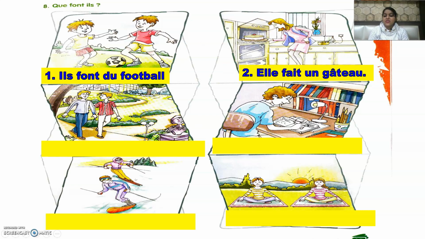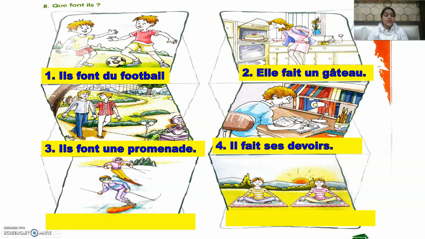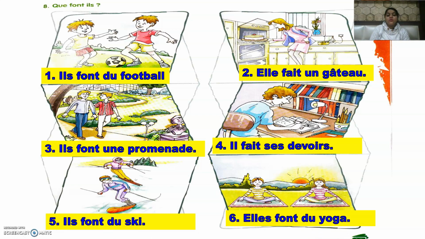In the next picture, you can see they are doing walking. So we will write down, ils font une promenade. That means they are doing a walk. In the next picture, the person is doing his work. So we will write down, il fait ses devoirs. That means he is doing his work. In the next picture, the persons are doing skiing. So we will write down, ils font du ski. That means they are doing the ski. In the last picture, you can see the girls are doing yoga. So we will write down, elles font du yoga. Now let's move to the next exercise.